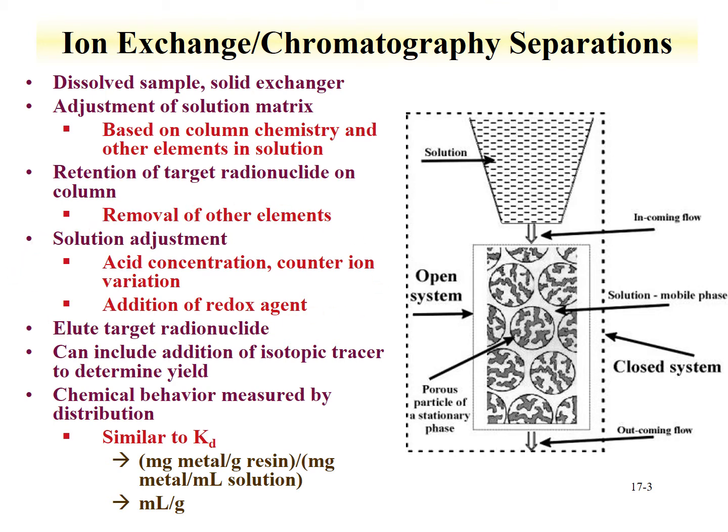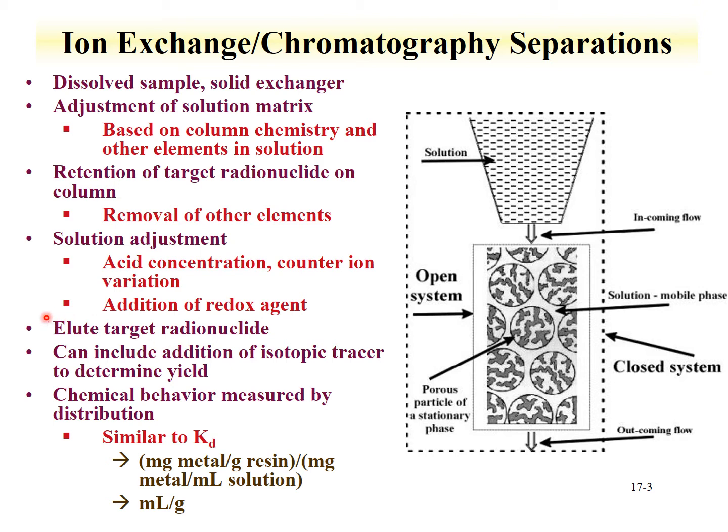where we had systems where we could extract into an organic phase based upon acid concentration. With our solid ion exchange and chromatography separations, the acid concentration can be varied, the counter ion can be varied. For instance, a nitrate ion can be varied by the addition of sodium nitrate, in addition to using nitric acid. And similar to what we discussed with solvent extraction, a redox agent can be added to change the oxidation state of your target radionuclide and change its behavior on the column.